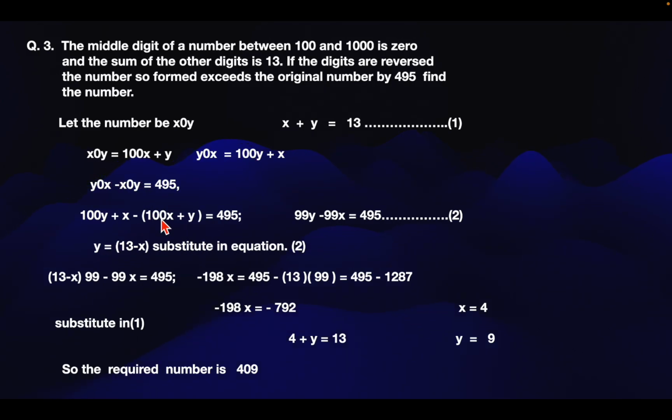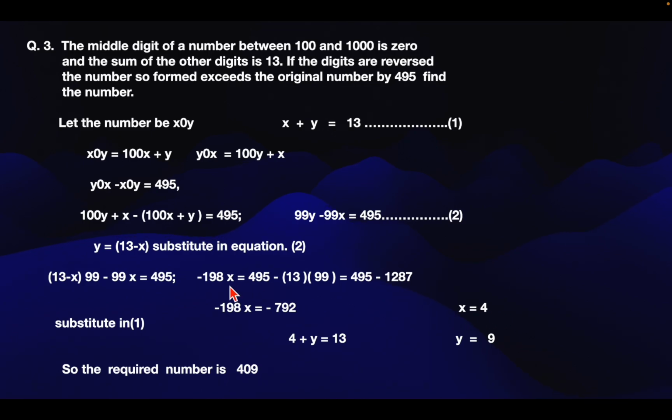Substitute this and simplify it. You get 99y minus 99x is equal to 495. This is our second equation. From the first equation we get y is equal to 13 minus x. Substitute it here, simplify it, and solve. You get the answer x is equal to 4.